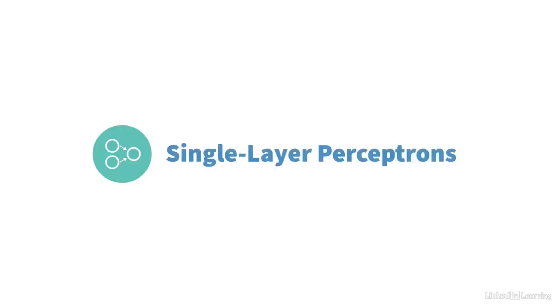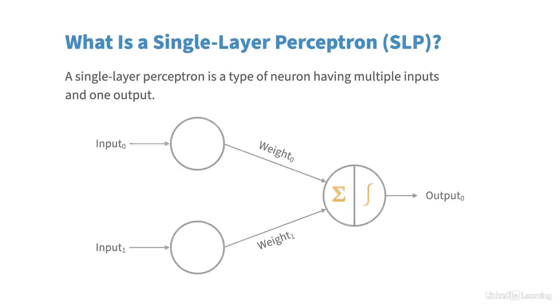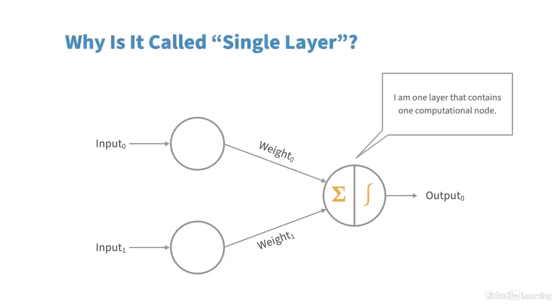Let's look at a high-level overview of single-layer perceptrons. A single-layer perceptron is a type of neuron having multiple inputs and one output. Input nodes are connected to a node in the next layer. The node in the next layer takes the weighted sum of all its inputs. It is called a single layer because it has one layer that contains one computational node.